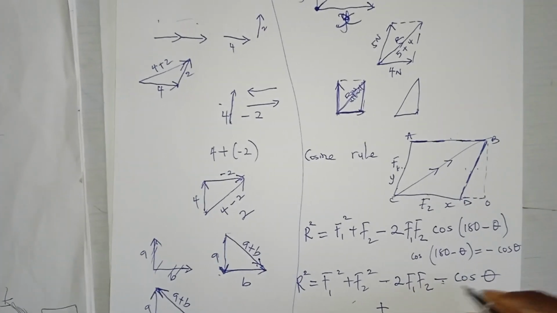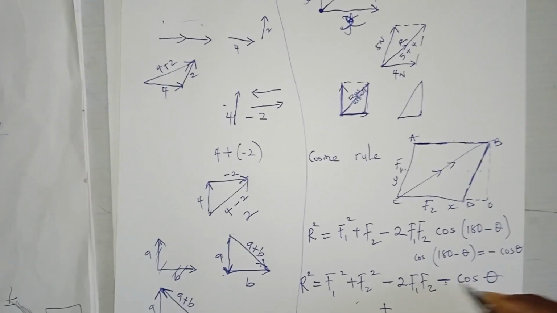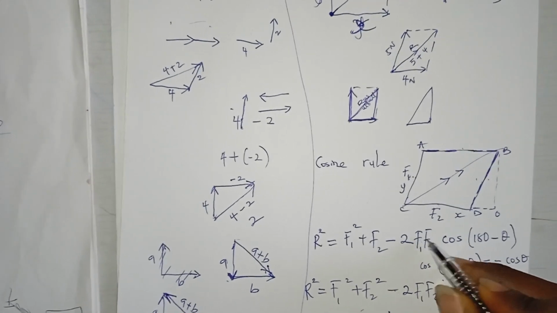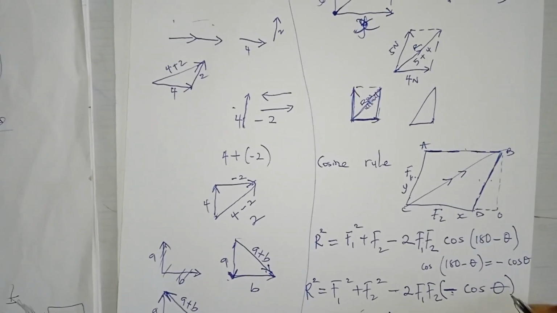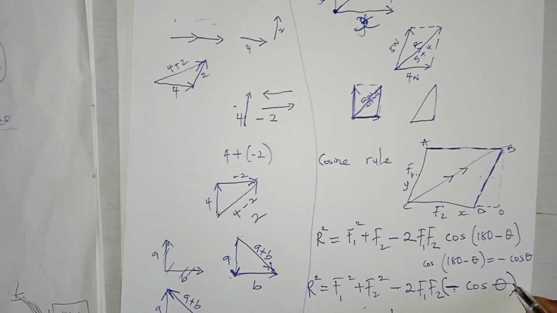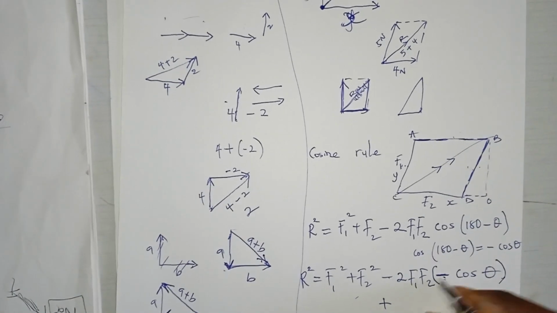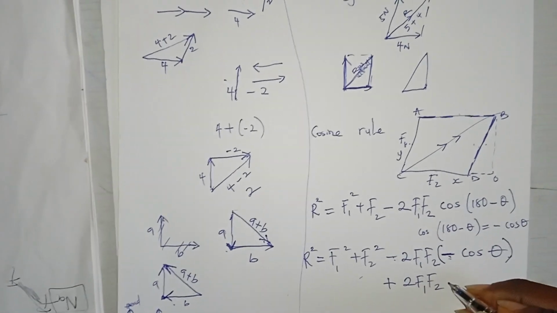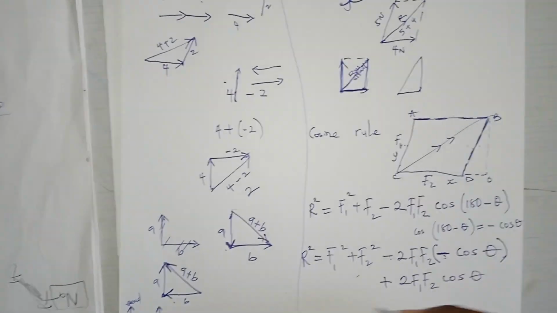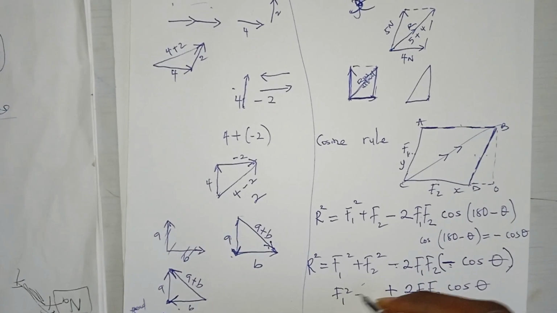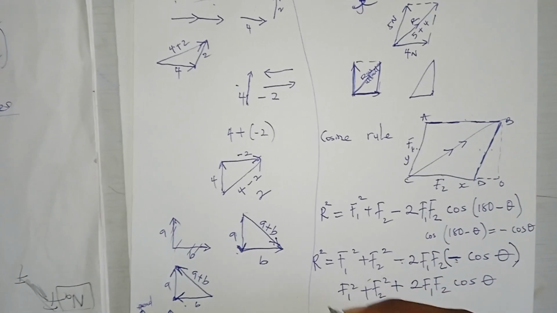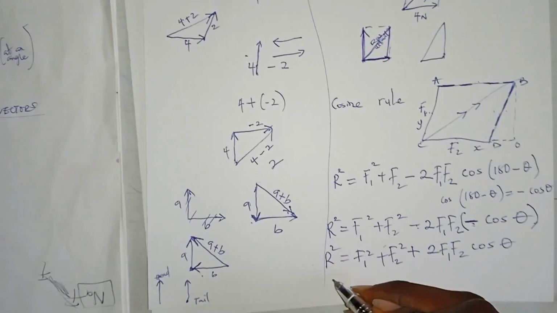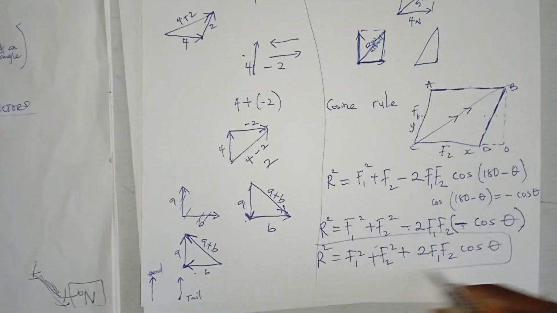When this and this are multiplied, it will change to plus. You can see that naturally: look here, this is cos, and it's supposed to be multiplied by this. So when this times this, it will change to plus. So it's now plus 2F1F2 cos theta. That is how you get the law that they normally tell you. So this is your law.